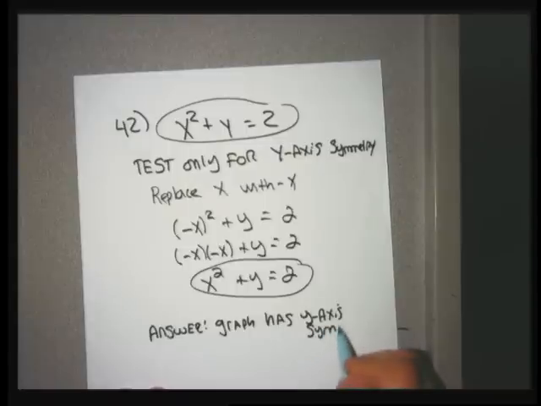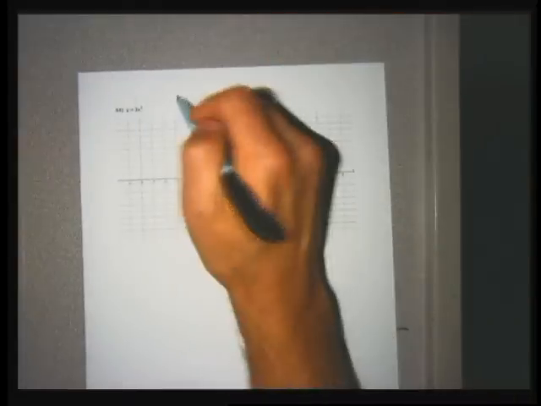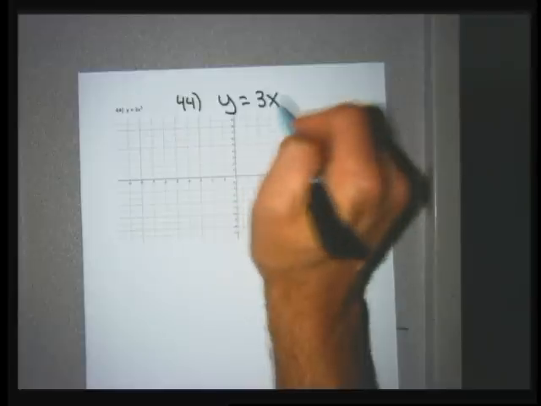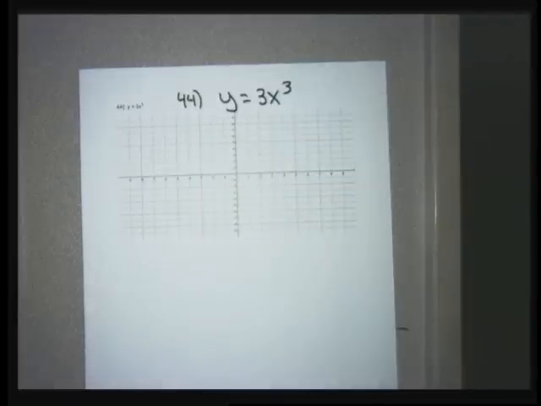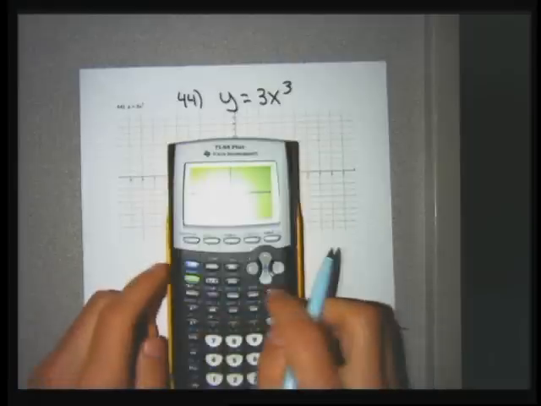If you just wrote symmetric to the y-axis or y-axis symmetry, that would be all I need to see. All right. Keep trudging along on this. 44 is the first one I can graph without doing any rewrites because it's solved for y. So I'm going to sketch a graph real quick.